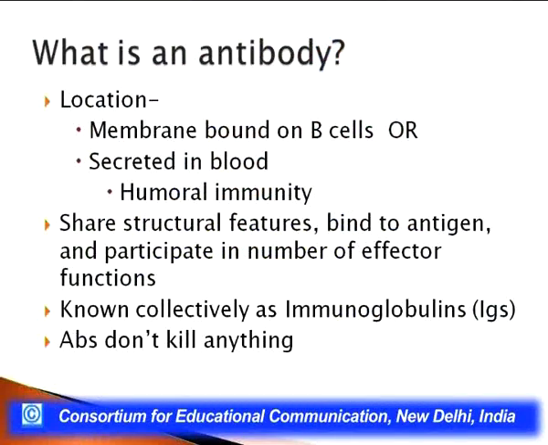Antibodies, as we all know, are generally produced by B lymphocytes. They could be present as the membrane receptor of the B lymphocyte, or in the secreted form in the blood plasma. They share structural features, bind to the antigen and participate in a number of effector functions. They collectively are known as immunoglobulins. I will come to the point where I will explain why they are called immunoglobulins.